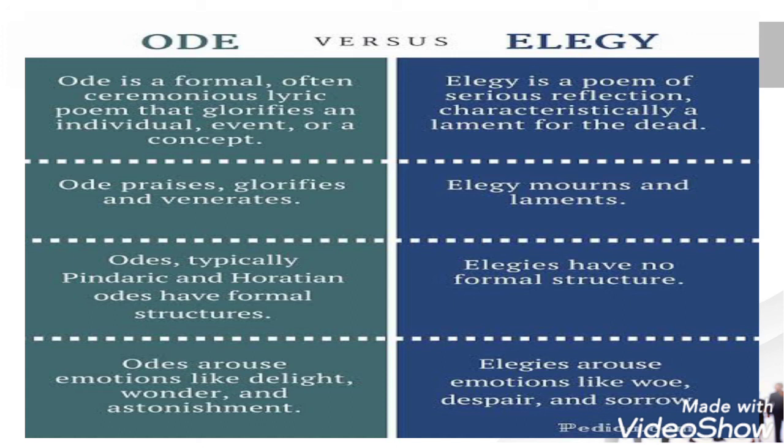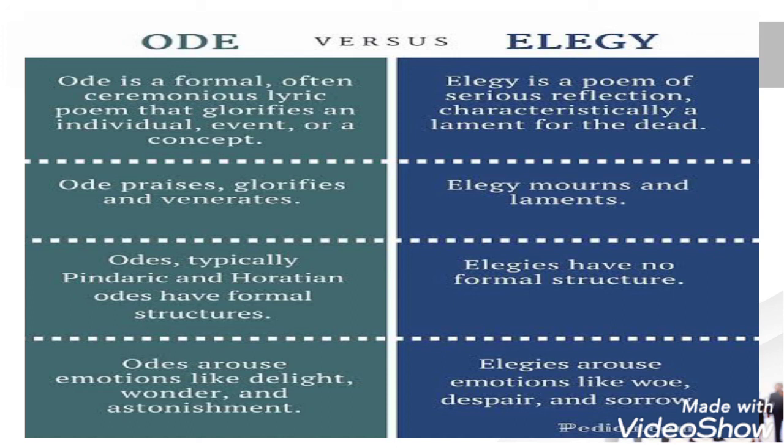There is no formal stanzaic pattern. The elegy writers or poets are free to use any structure. And last, odes arouse emotions like delight, wonder, and astonishment. These are associated with celebration or glorification. While elegies arouse emotions like woe, despair, and sorrow. So there is a lot of difference, dear students.